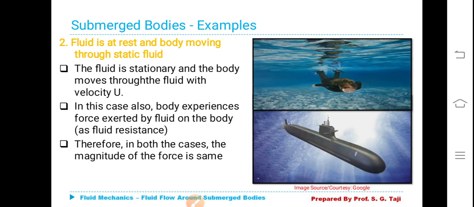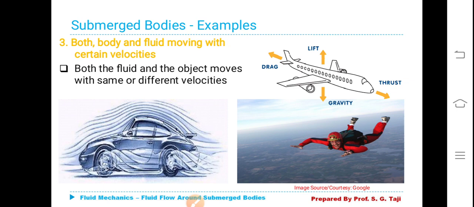Second, fluid is at rest and body moving through static fluid. The fluid is stationary and the body moves through the fluid with velocity u meters per second. In this case also, the body experiences a force exerted by the fluid as fluid resistance. Therefore, in both the cases, the magnitude of the force is the same. It is unchanged.